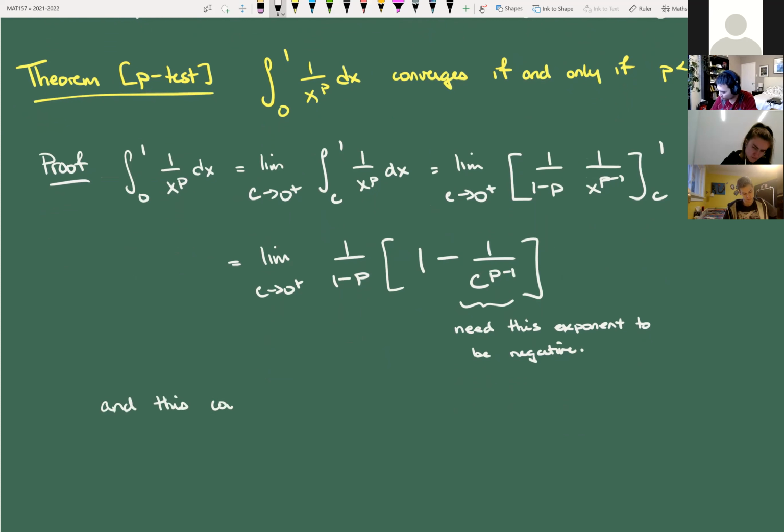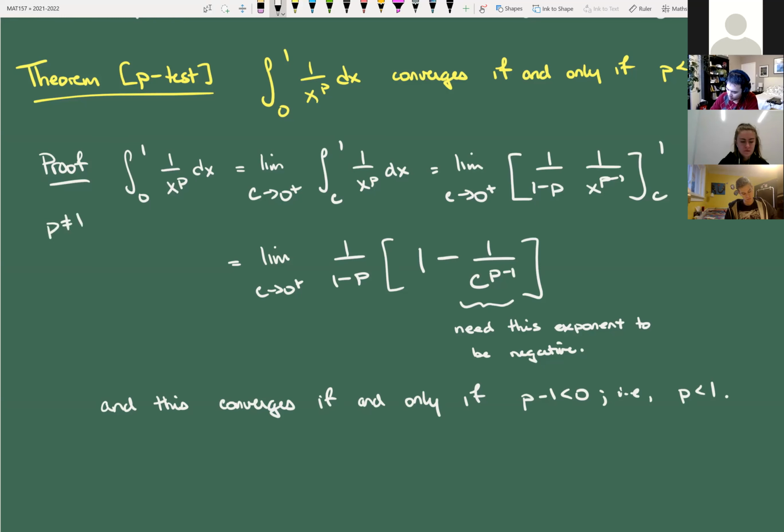And this converges if and only if p minus 1 is less than 0, i.e. p is less than 1. Okay, and again, this is the p does not equal 1 case. And then the p equals 1 case is, again, it's log.